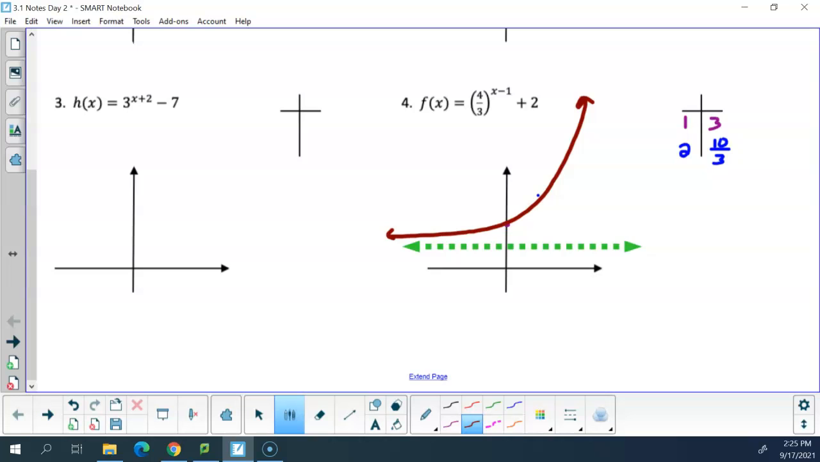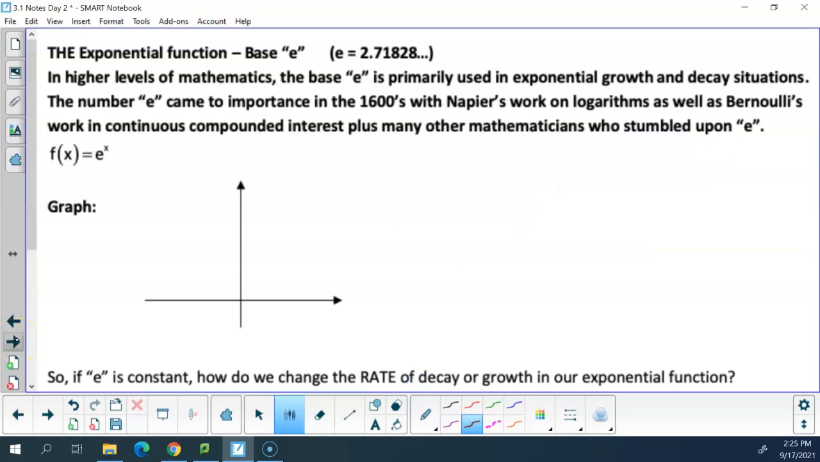Alright, awesome. Love it. Let's talk about the third page then in that wonderful passage. Let's talk about base e, the exponential function, base e. It's 2.7182818 something, one of those like pi that goes on forever and ever. In higher levels of mathematics, the base e is primarily used in exponential growth and decay situations because it's so much easier.